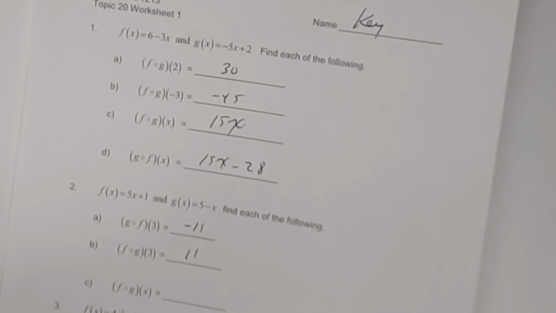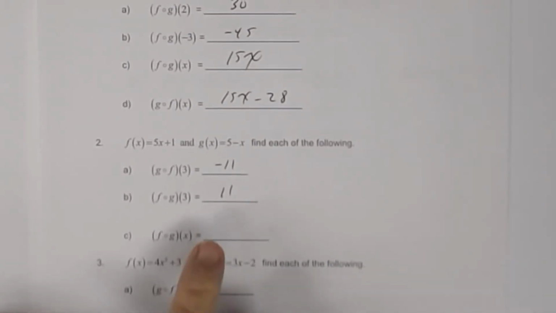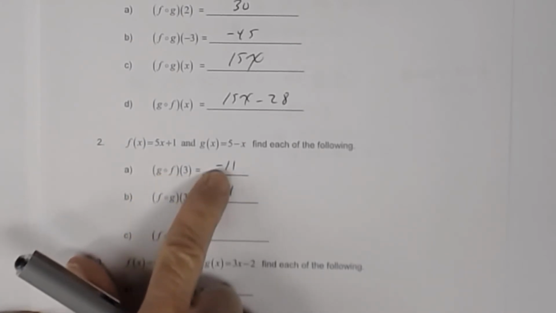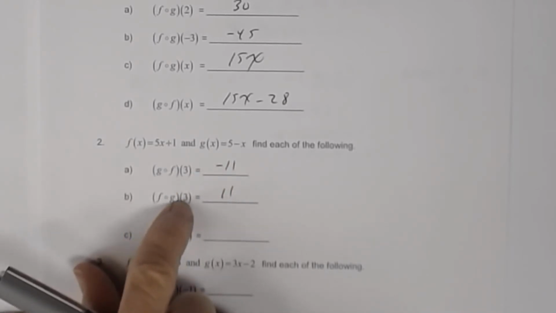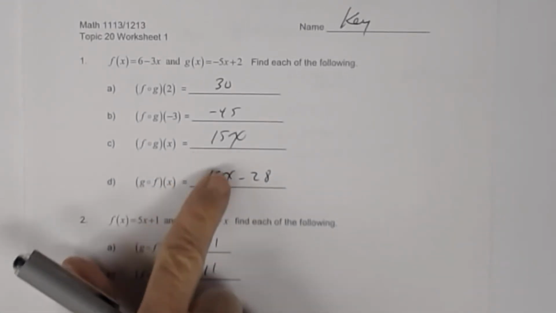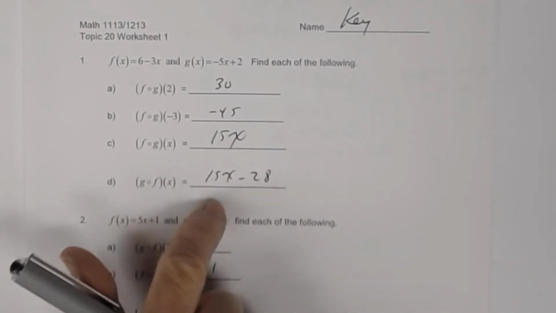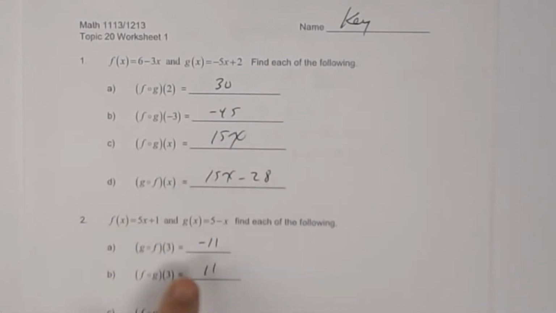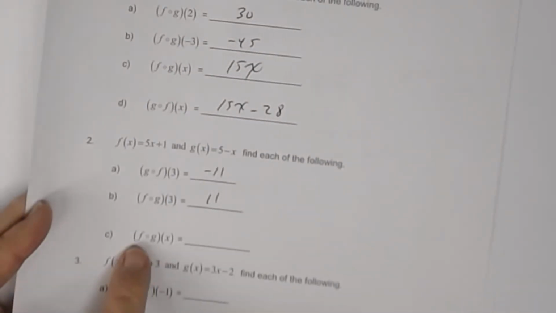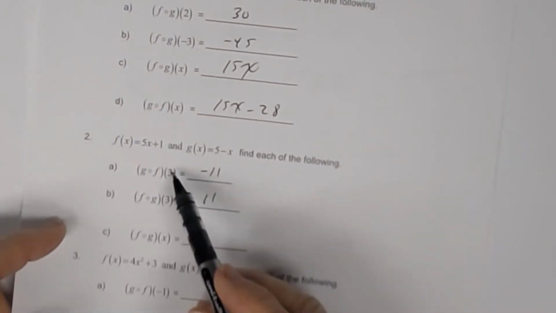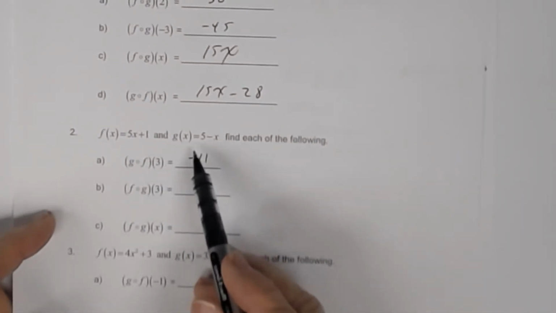So I want you to be aware of this. Many students seem to think that if g composed with f at a real number is negative 11, let's say, then f composed with g at that same number should be the opposite. That's not true, because notice those are not opposites right here. So this is f composed with g, this is g composed with f. Those are not opposites. All right, so be careful. Don't assume that. Okay, let's do f composed with g at x. So now again, notice that when I evaluated this composition at a real number, I end up with a real number.